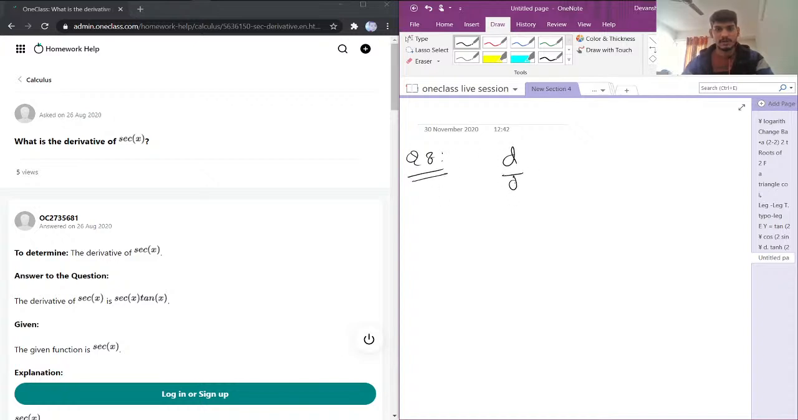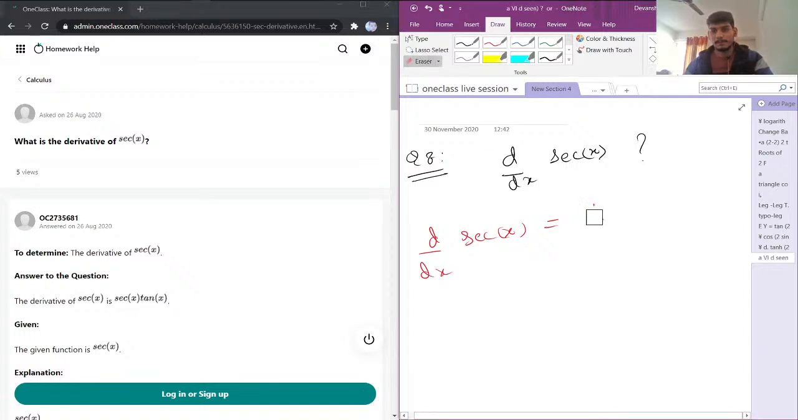We need to find the derivative of secant of x. For this we just have the direct formula. The derivative of secant of x is nothing but secant of x times tangent of x.